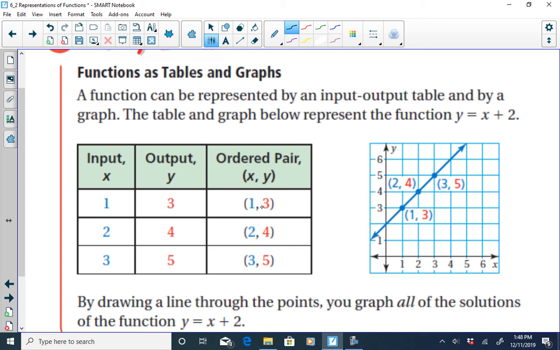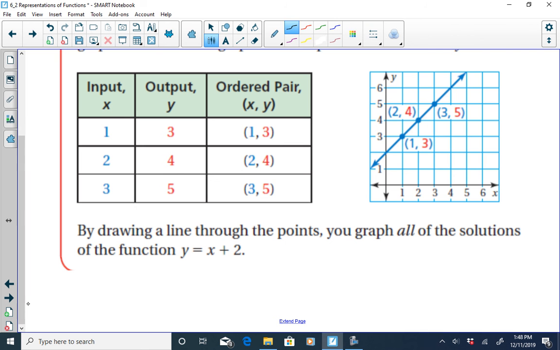Graphically, we know that we can take our ordered pairs that we just created and graph them on a coordinate plane. So 1, 3 is located here. We have 2, 4 located here. 3, 5 is located here. And we can see that it's a linear function because the points fall in a straight path. All right, and by drawing a line through the points, you graph all of the solutions of the function y is equal to x plus 2.